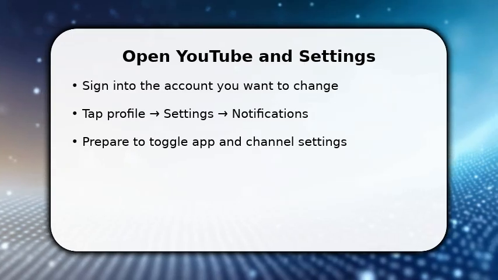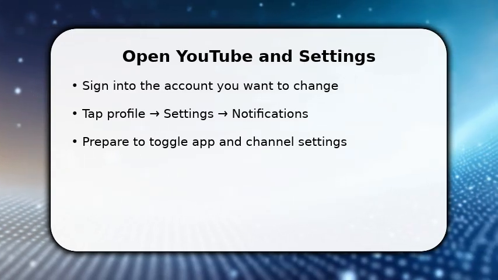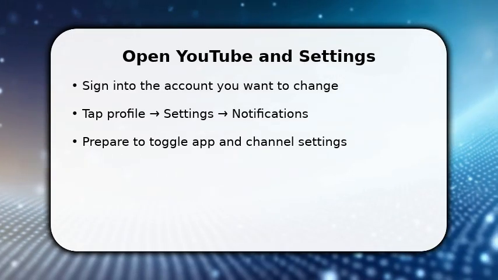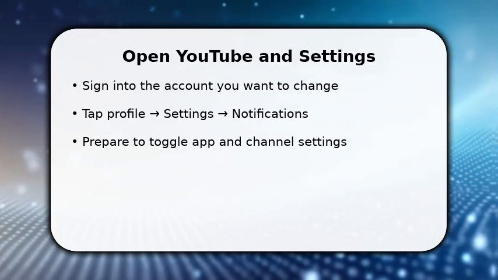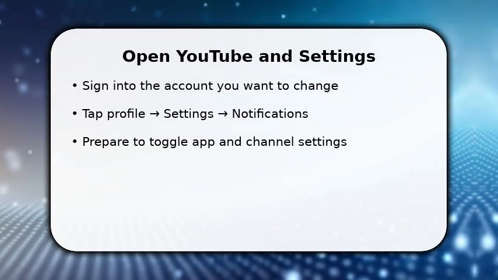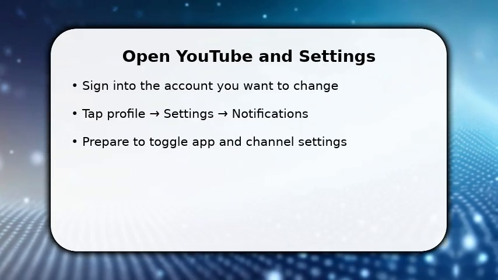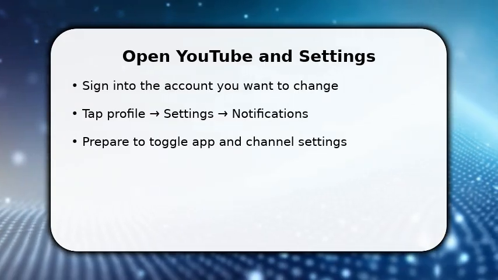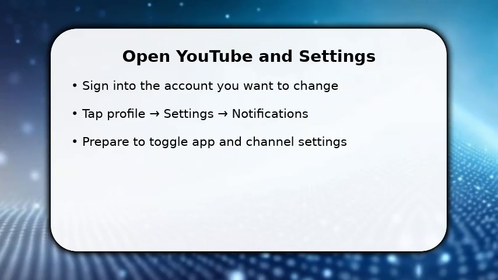Enjoy the video. You're starting inside YouTube. Sign into the specific account and go straight to your profile icon. Once there, tap Settings then Notifications to access the controls. This is the first actionable screen where global and subscription notification types live together.